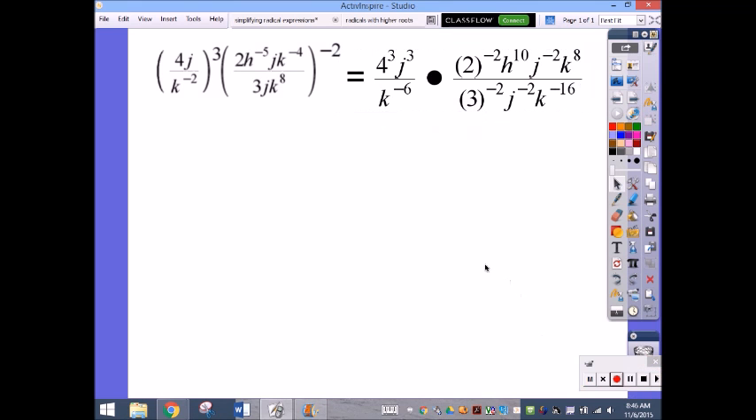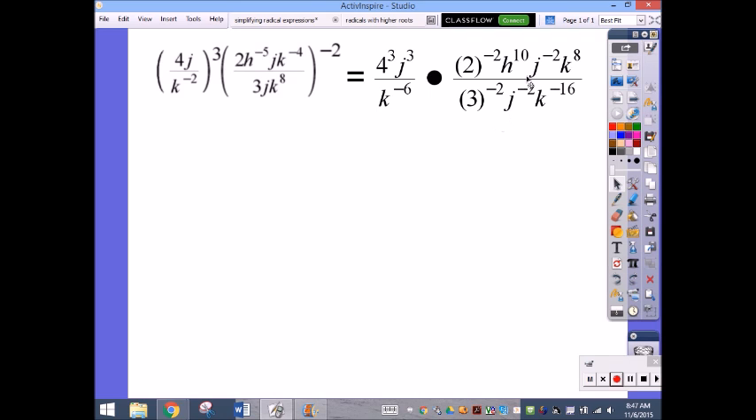So once I've applied that exponent, my result is 4 cubed times j cubed all over k to the negative 6 times 2 to the negative 2, h to the 10th, j to the negative 2, k to the 8th, all over 3 to the negative 2, j to the negative 2, k to the negative 16. So from here I have a few options on what I can do next. I can take care of all the negative exponents first by changing the ones in the numerator to the denominator, the ones in the denominator to the numerator. So remember that little rhyme, cross the line, change the sign.